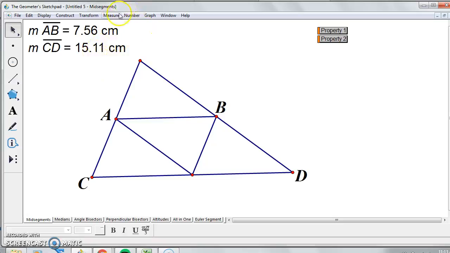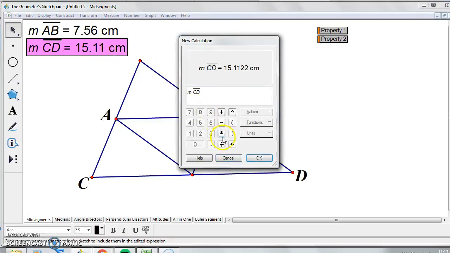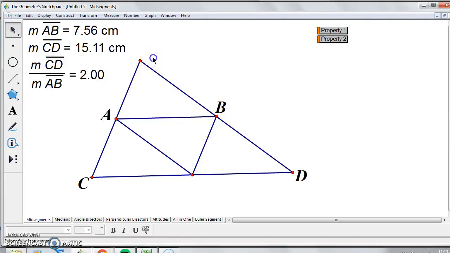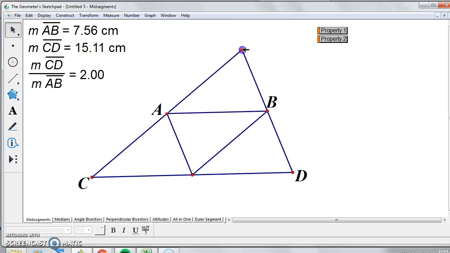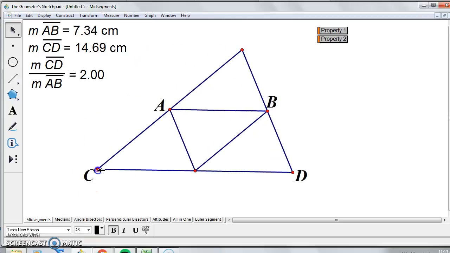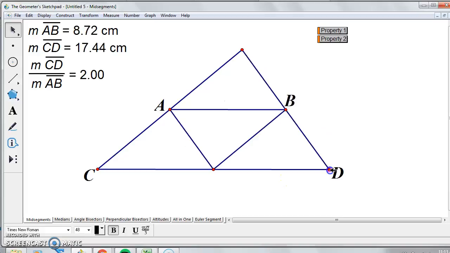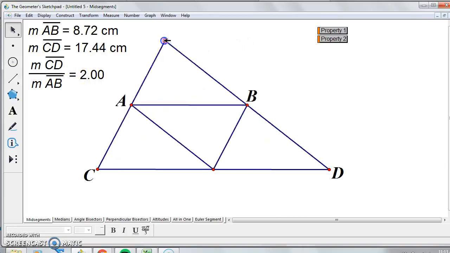If I calculate the ratio of the two, this one divided by that one, I can see that the ratio is 2. And this will be true no matter how I move the triangle around. As the numbers change, I still see that the ratio is always 2. So that tells us that in this case, this mid-segment AB is always half of the length of CD, which we call the third side.